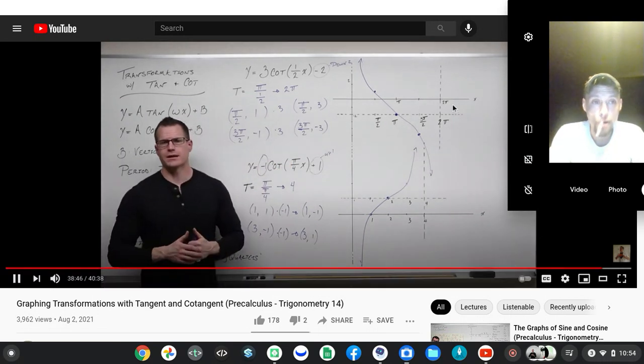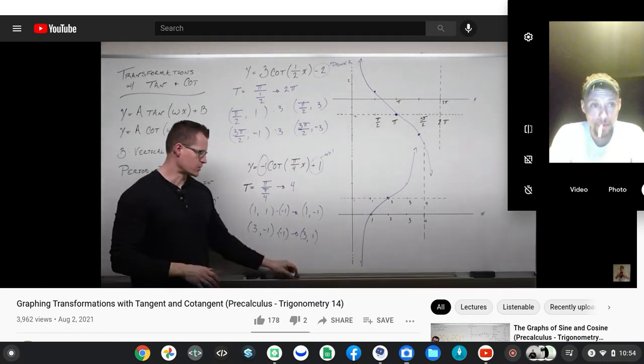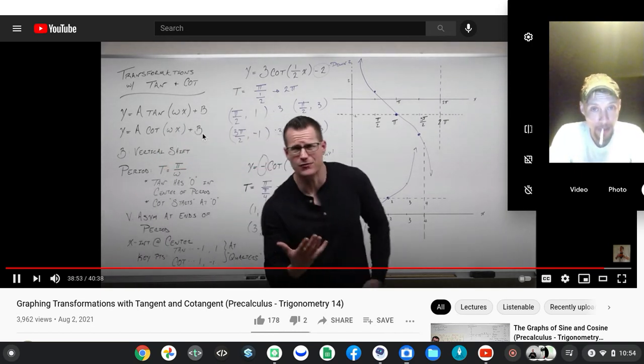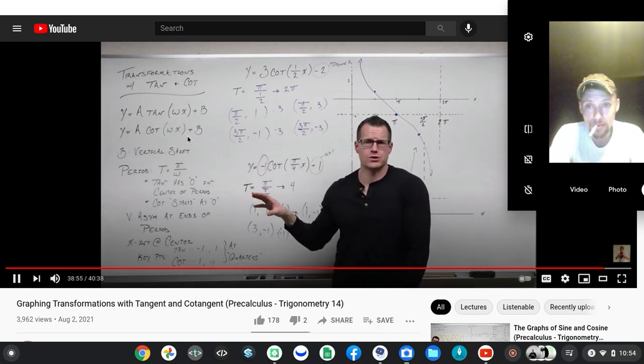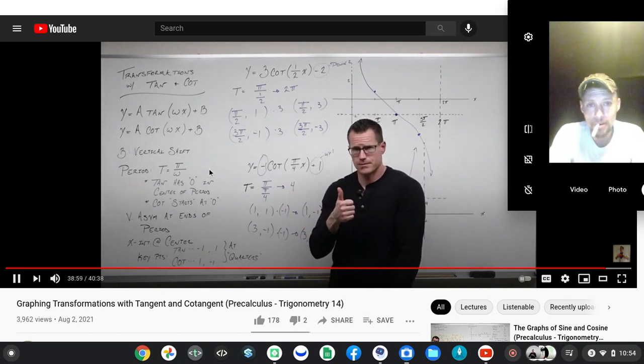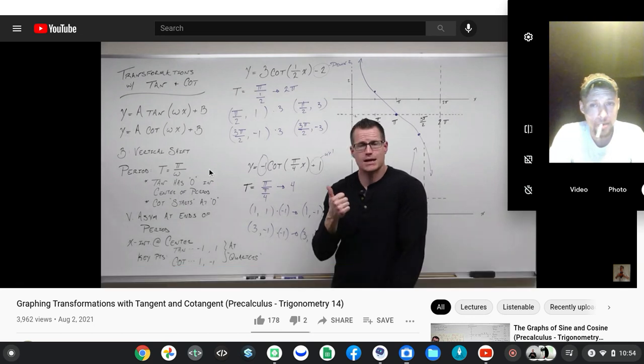I hope that you're really seeing the necessity of identifying the key features. So all we're going to do with this stuff mathematically is identify any vertical shift firstly, and then take care of the period.